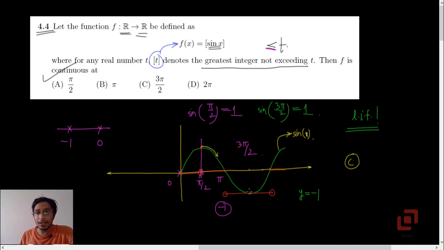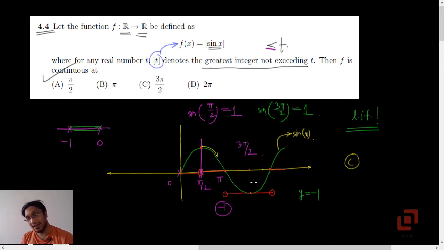Okay, and the moment you cross 3 pi by 2 and start going towards 2 pi, again sine theta will be decreasing, or I should say increasing from -1 to 0, but it still is in the range -1 to 0, isn't it? So what is the value of the greatest integer function of sine x?